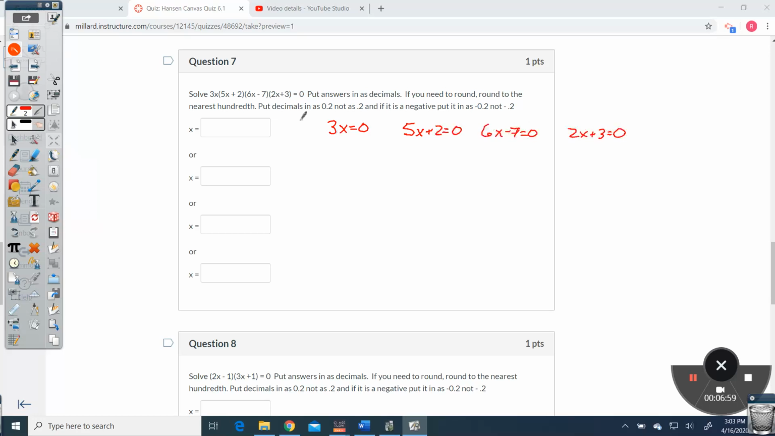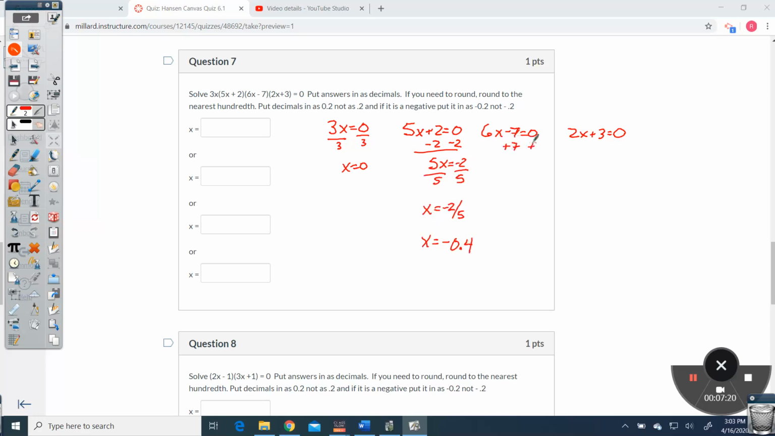Okay, and now I'm going to solve each one of these. So I divide it by 3. 0 divided by 3 is 0. So over here, I minus the 2 to get rid of the plus 2. So I have 5x equals negative 2. Divide it by 5, and x equals negative 2/5, which if I type that in the calculator is negative 0.4.